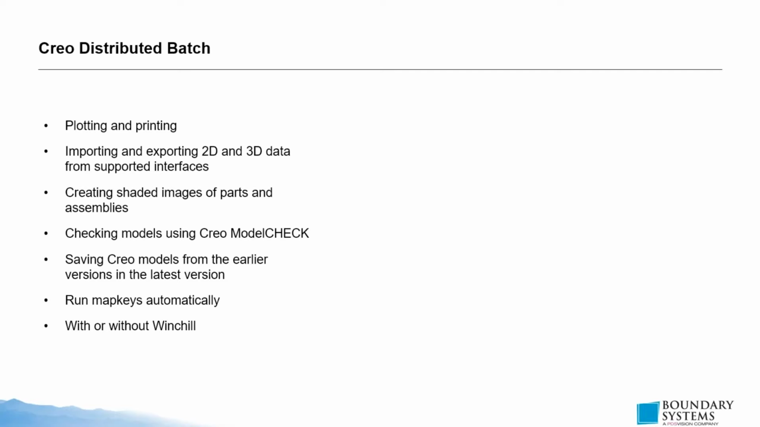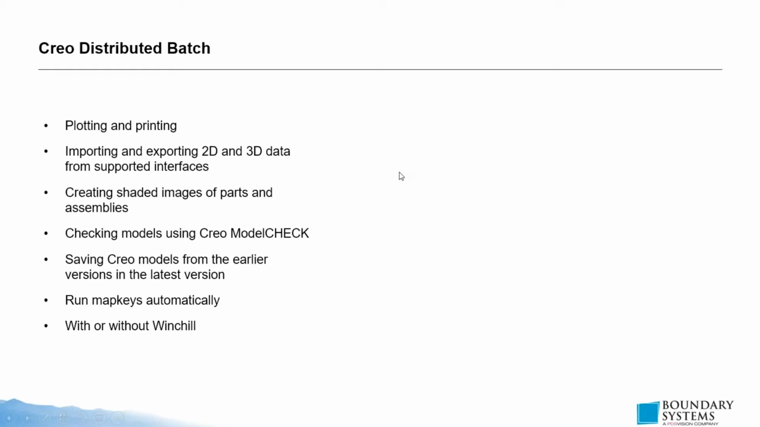So what we were able to do is, using distributed batch, we made a map key in Creo that would automatically select the view you wanted to change, and then just go ahead and change that view. By creating this map key, we were able to run this relatively complex operation automatically across hundreds of different drawing files.